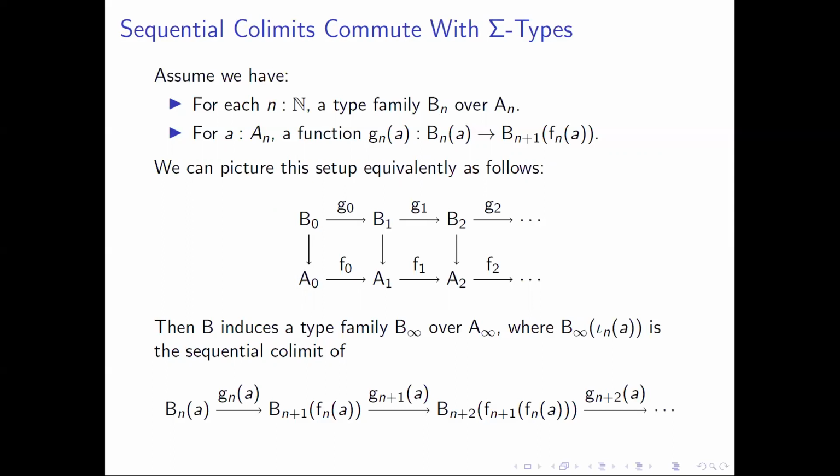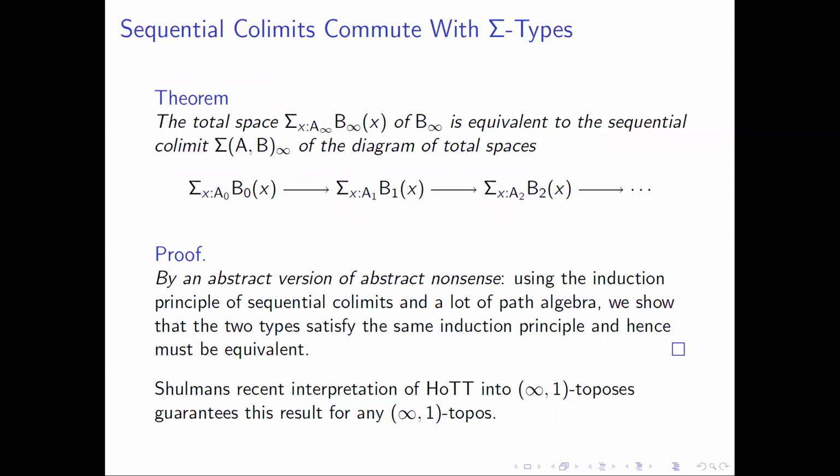And then we can ask how the total space of B infinity relates to the sequential colimit of the sigmas. And the answer is, of course, that they're equivalent. Otherwise, there would be no such talk here. And so why is this useful?